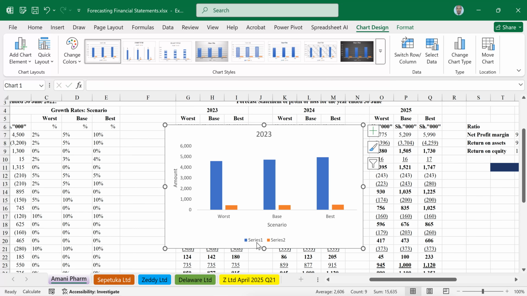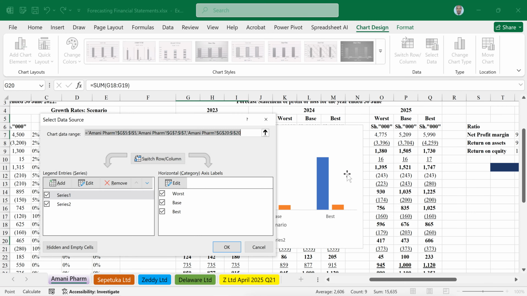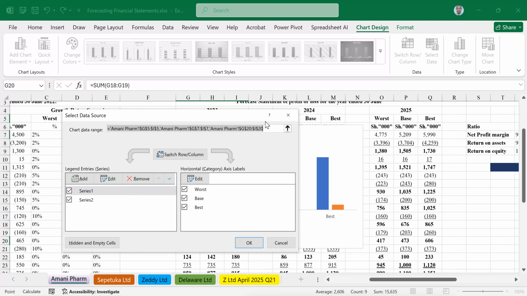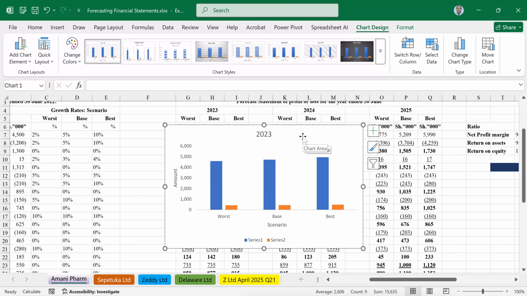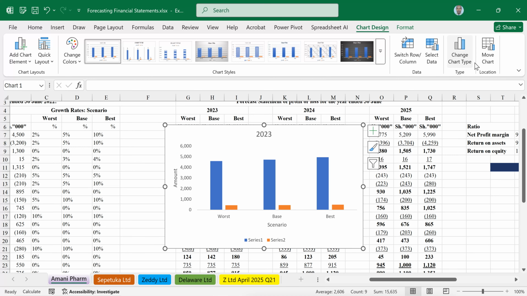So I want to change these things. I want to edit something here because this one should tell us revenue and profit. So you simply right click and select data. So what have I done? You right click anywhere in the chart, click on select data, or you can just click here. There is select data here.